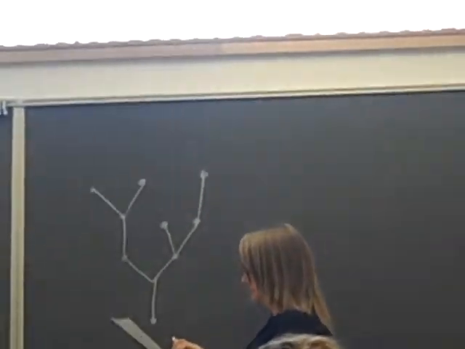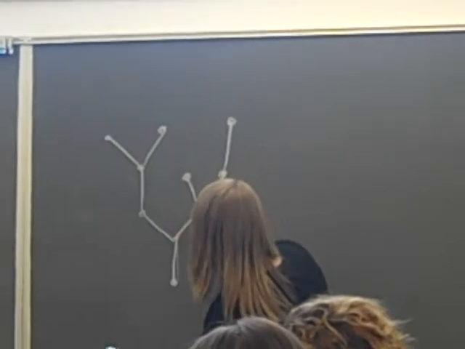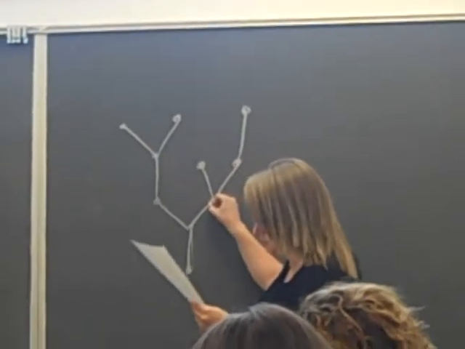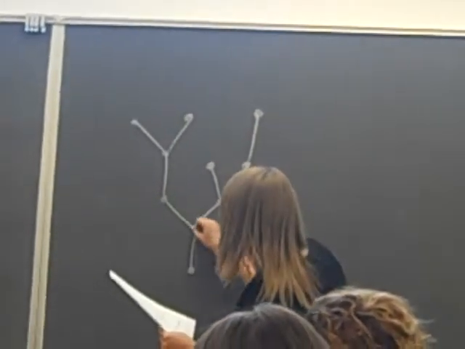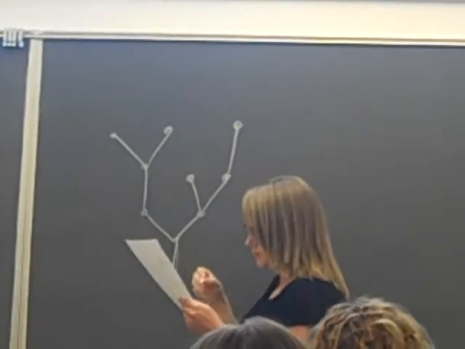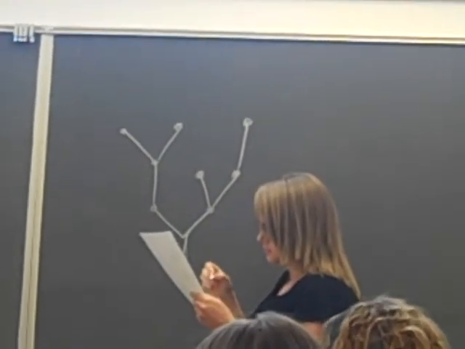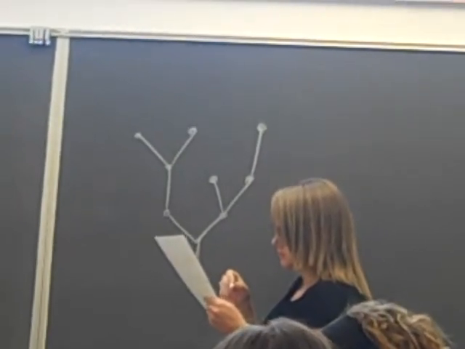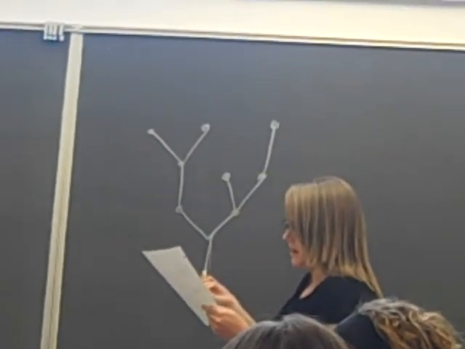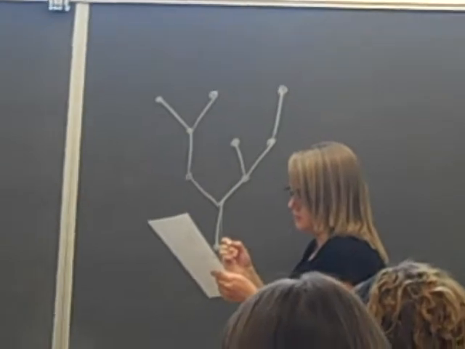So I guess 6 was the diameter, so it'd be 1, 2. Oh, I'm counting these. 1, 2, 3. No? It'd be 6. It would be 6. I can't remember how I got 6 now. It's the longest path possible.